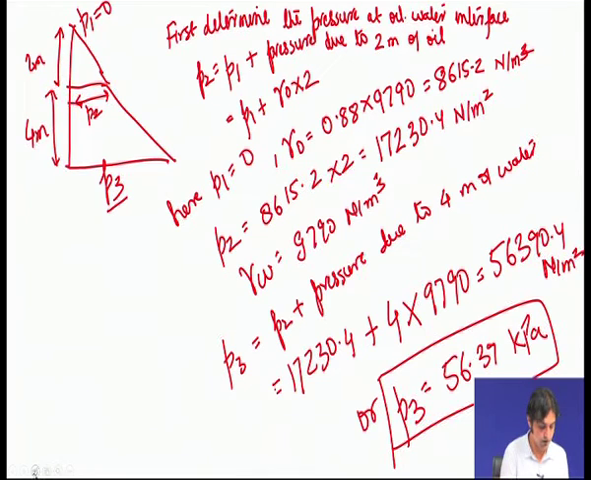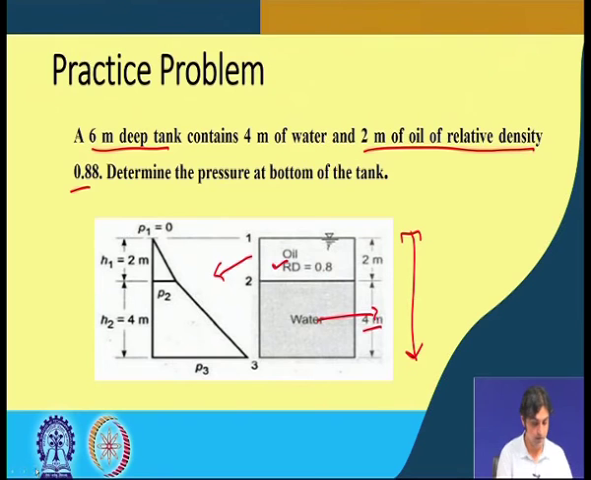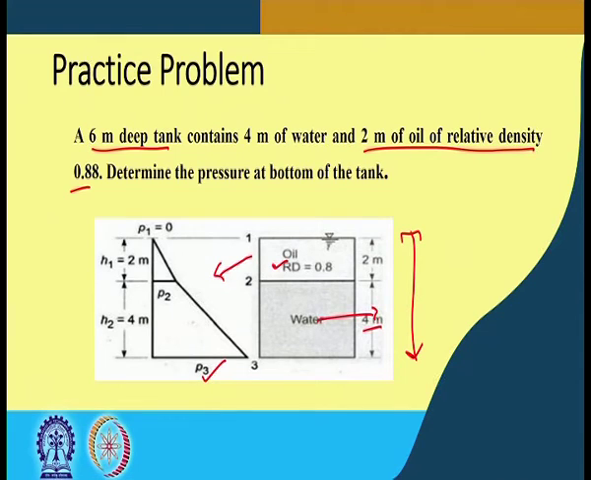If we just go back, the question was to determine the pressure at the bottom of the tank. So the bottom of the tank was P3, and that is exactly what we have found out. So the answer was P3 is equal to 56.39 kilopascal.